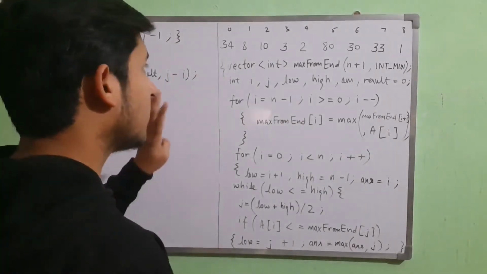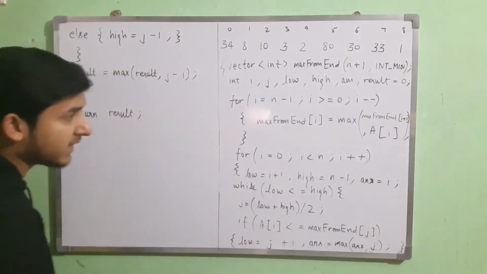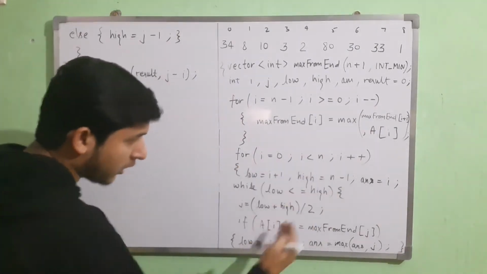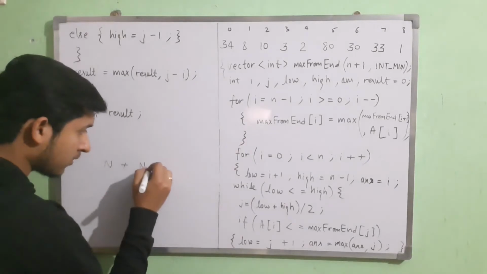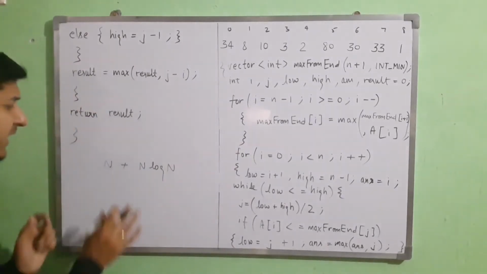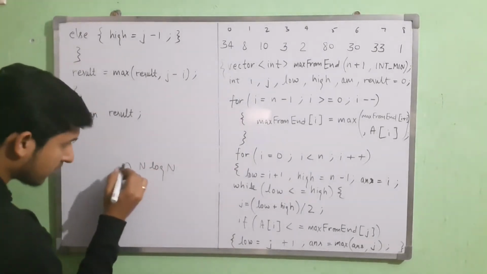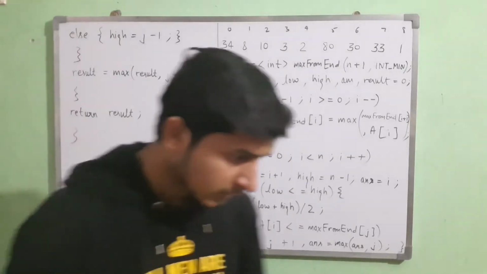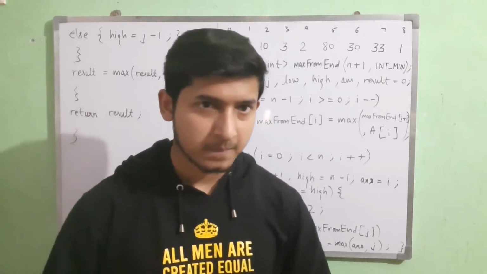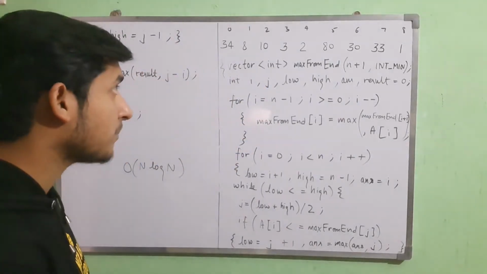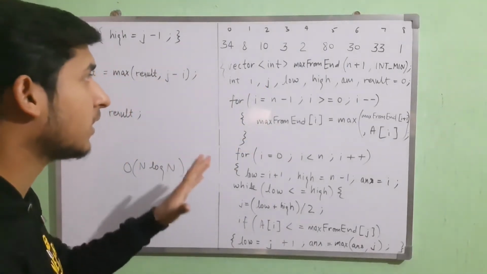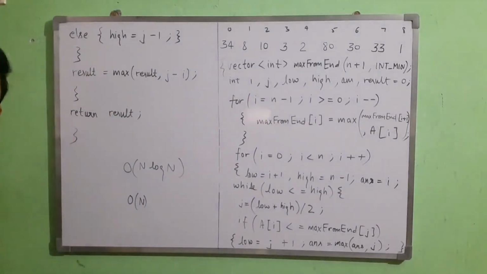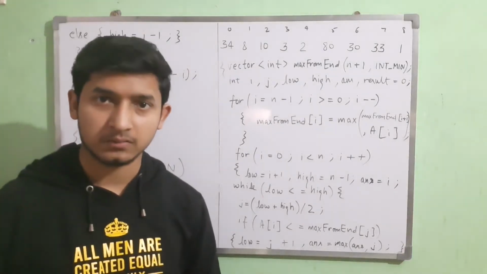Okay, so this is our second approach that has order n plus n log n. So I can say that it is of order n log n. Now it was a really good question, but it will be better when we solve this question with complexity of order n only. So let's understand how we can do that.